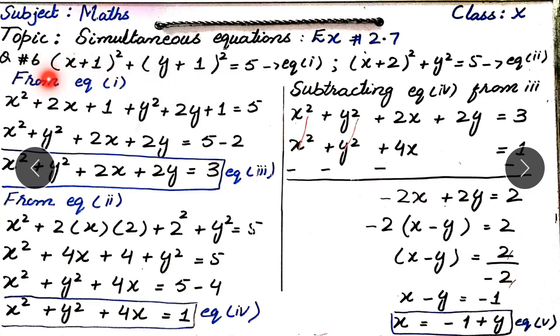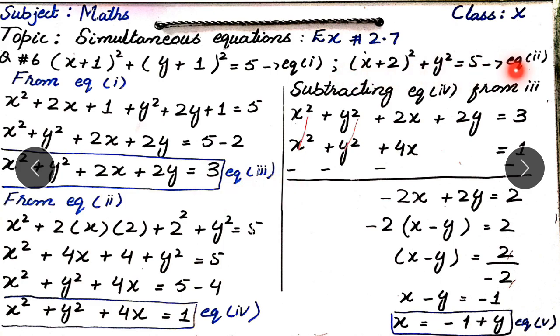Here you can see round brackets. So first of all, you have to eliminate the round brackets so that we can deal with the equations. A plus b whole square can be a square plus 2ab plus b square, so again, x plus 1 whole square, y plus 1 whole square is equal to 5. Now you can see here that you can arrange it. X square plus y square is written first, then 2x, then 2y, then the constant term. Quadratic, then linear, then constant term. 5 minus 2, 3. So this is equation number 3.